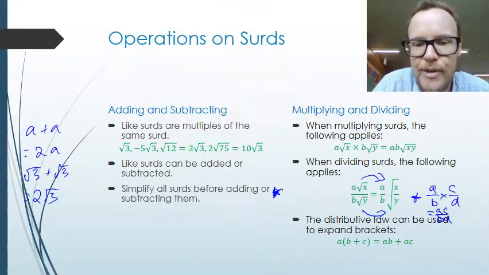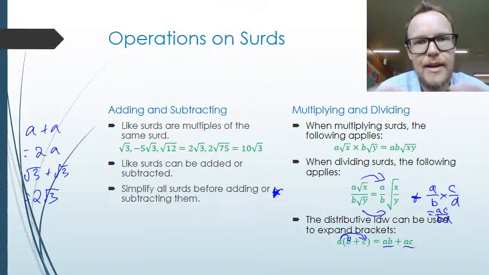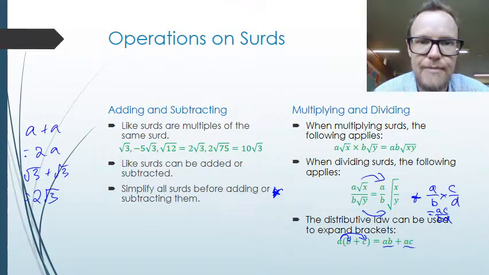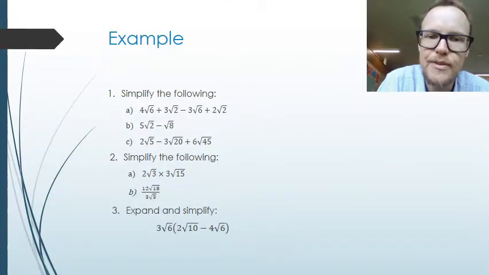We can also remember to use the distributive law, where we go a times b plus a times c, which is ab plus ac, to be able to expand out brackets if necessary. So let's have a look at some of the following examples. Let's have a look at the first one, example 1a.